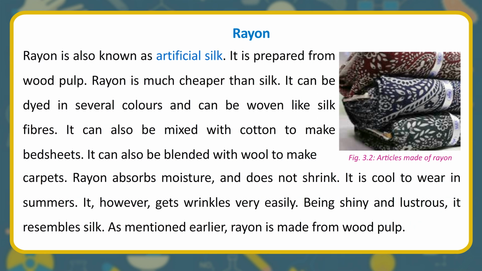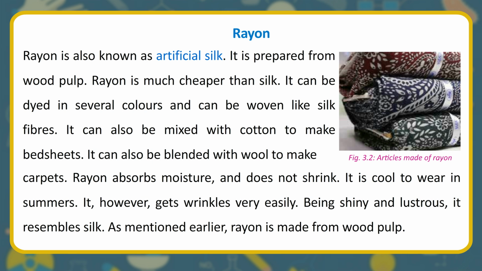Rayon is also known as artificial silk. It is prepared from wood pulp. Rayon is much cheaper than silk. It can be dyed in several colors and can be woven like silk fibers. It can also be mixed with cotton to make bed sheets. It can also be blended with wool to make carpets.